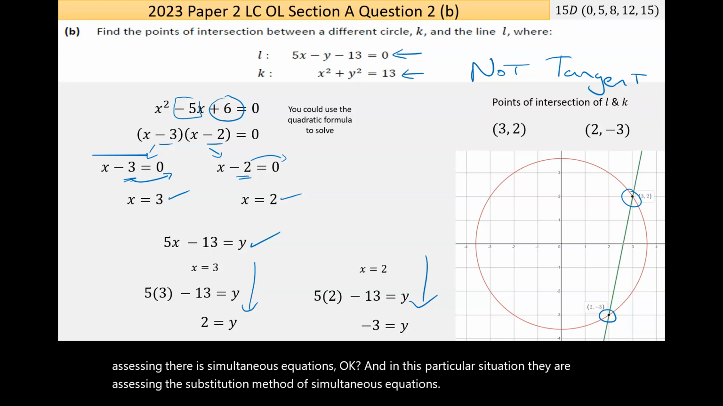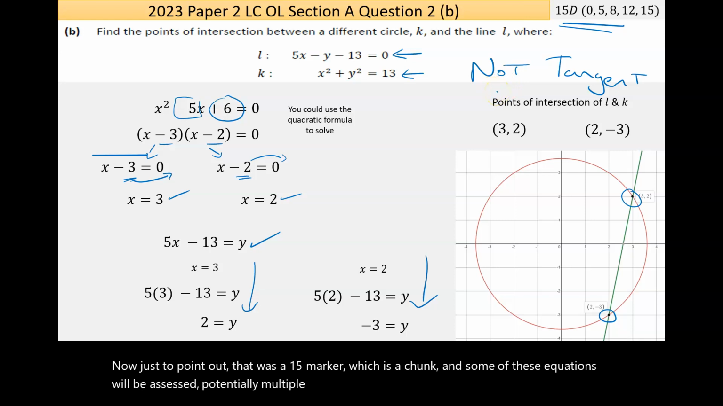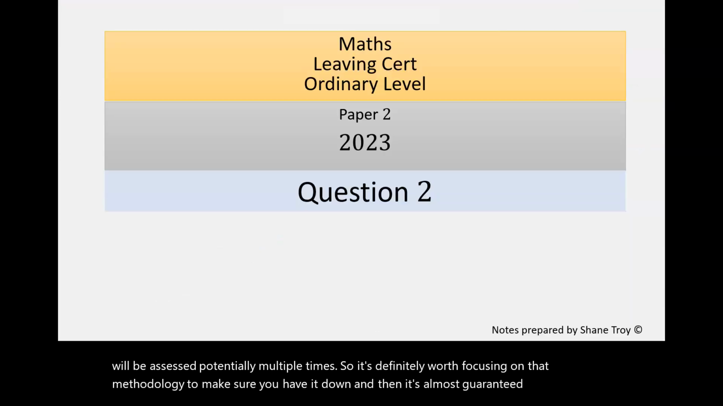Now, just to point out, that was a 15 marker, which is a chunk, and simultaneous equations will be assessed potentially multiple times, so it's definitely worth focusing on that methodology to make sure you have it down, and then it's almost guaranteed marks. Now, that's the end of question 2.